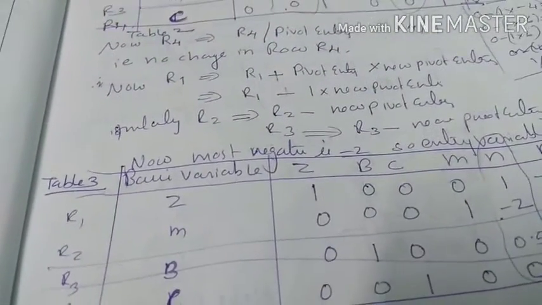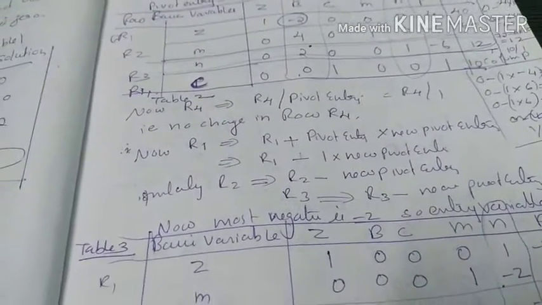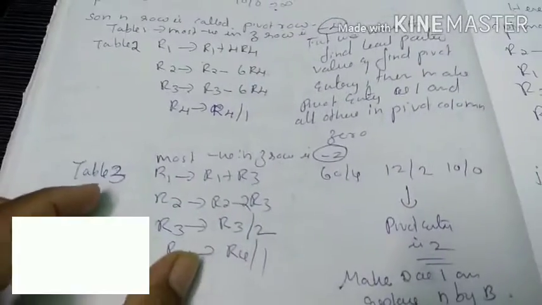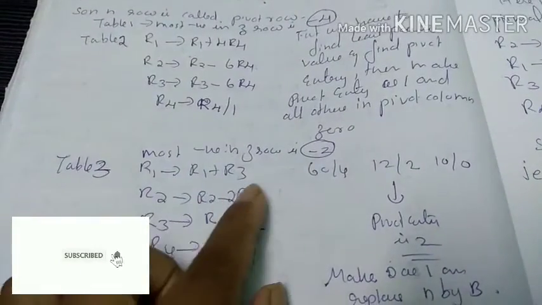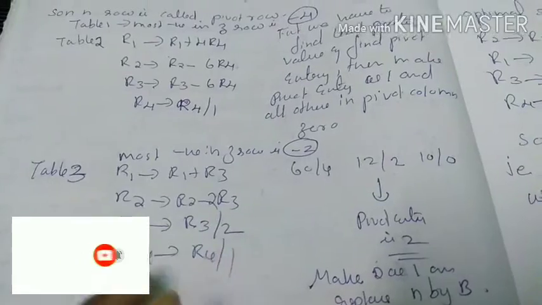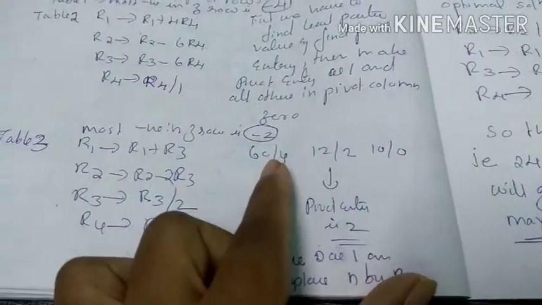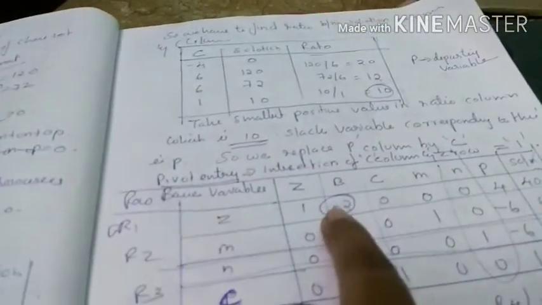Now we have to find the next table. So again we have to use these row equations. The next equations are R1 gives R1 plus R3, R2 gives R2 minus 2R3, R3 gives R3 by R2, R4 gives R4 by 1. Here we have to find the most negative value in the Z row, which is minus 1, minus 2.